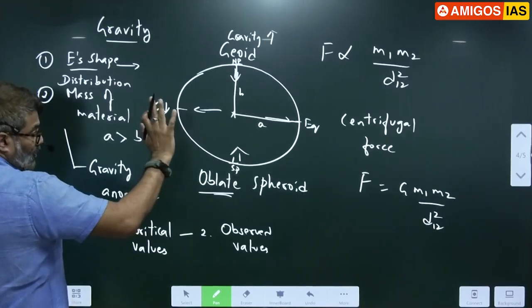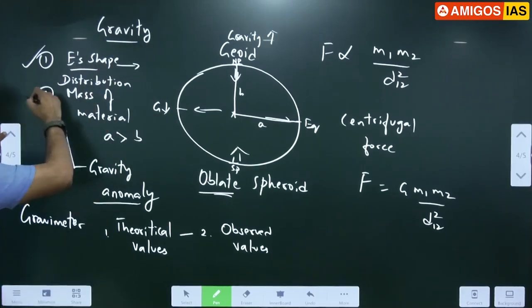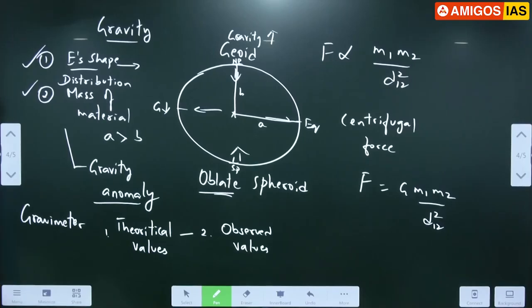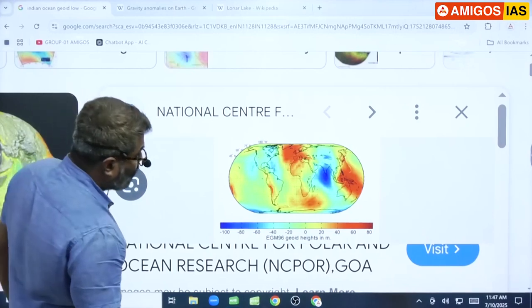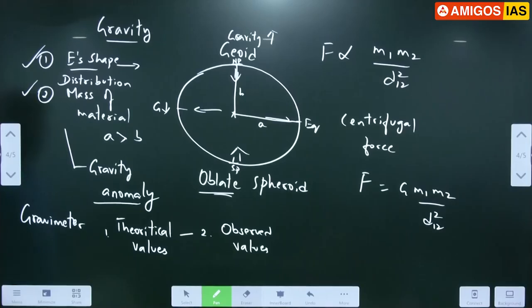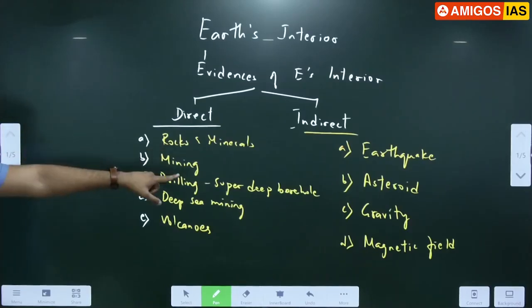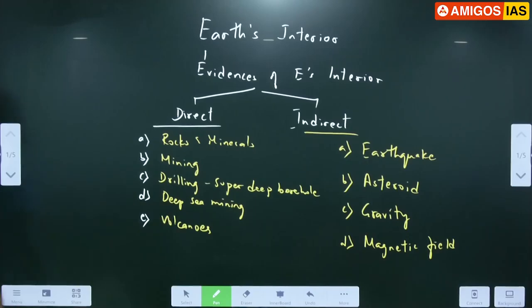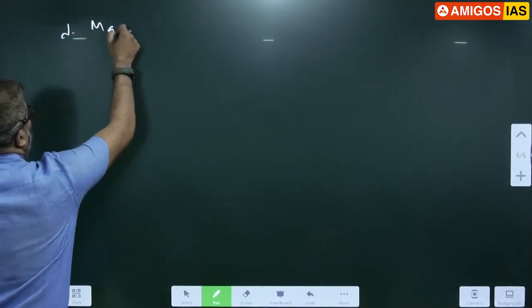That's it. So gravity anomaly: all of you know gravity varies according to the shape of the Earth, and also it varies according to the distribution of mass. So you know the unit. We have covered earthquakes, asteroid and gravity. Last one, magnetic field.